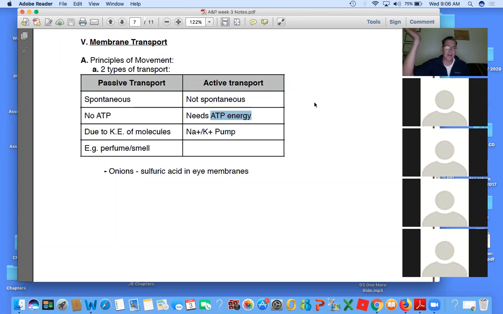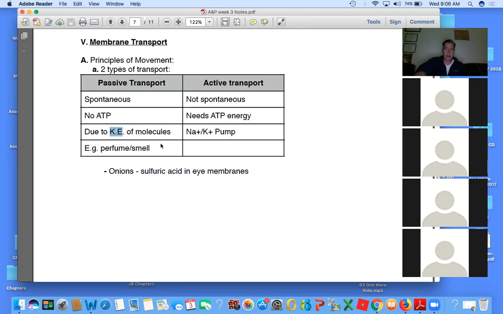So again, the example of smell, perfume, all of that is really due to the high amount of what we say KE. KE is kinetic energy of molecules. That's random motion of molecules. That's the reason for passive transport in the body. Molecules move away, away, away from each other, naturally hitting each other due to their high kinetic energy.